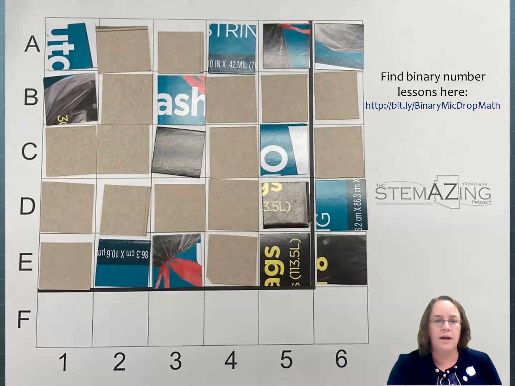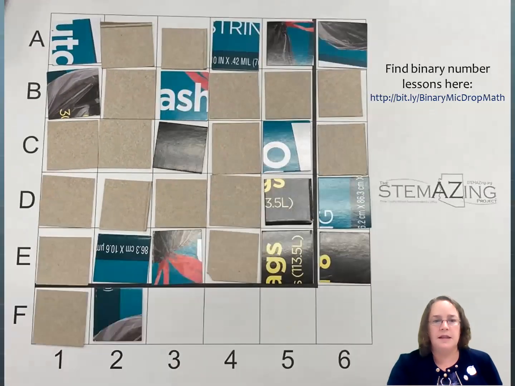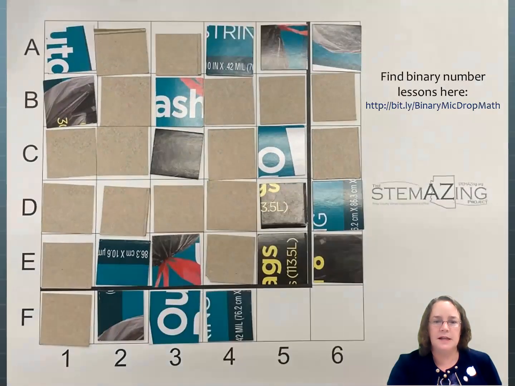And so for column 1, we have 2 printed and 3 cardboard. So that one has to be cardboard. The next one needs to be printed. The next one needs to be printed. The next one needs to be printed. The next one needs to be cardboard to make it even. So you only have one cardboard, so we need that to be even. So we're going to add another one to make that 2.